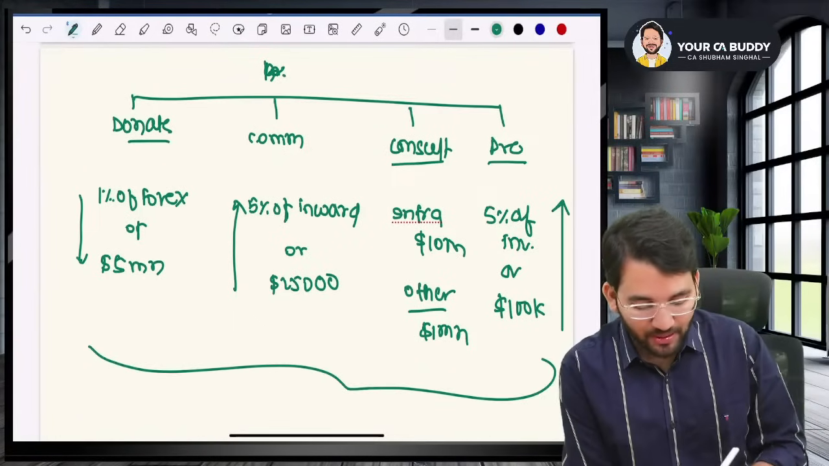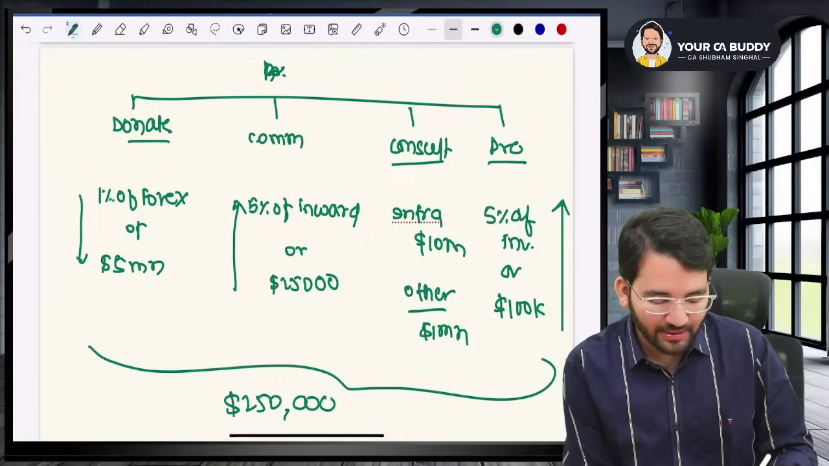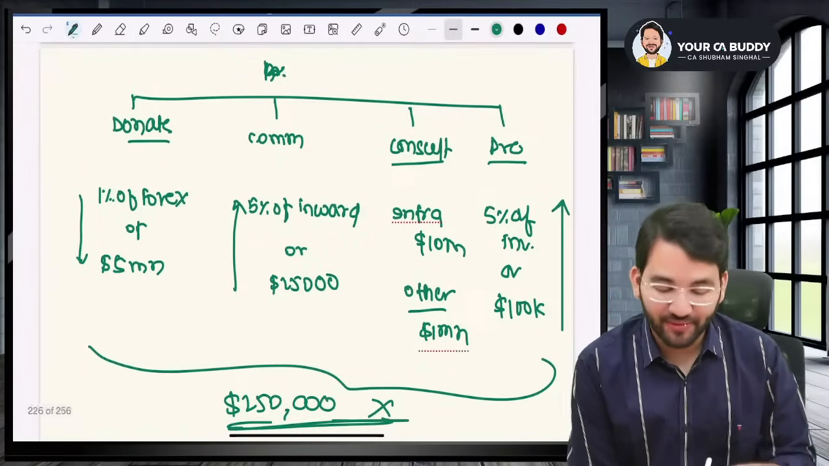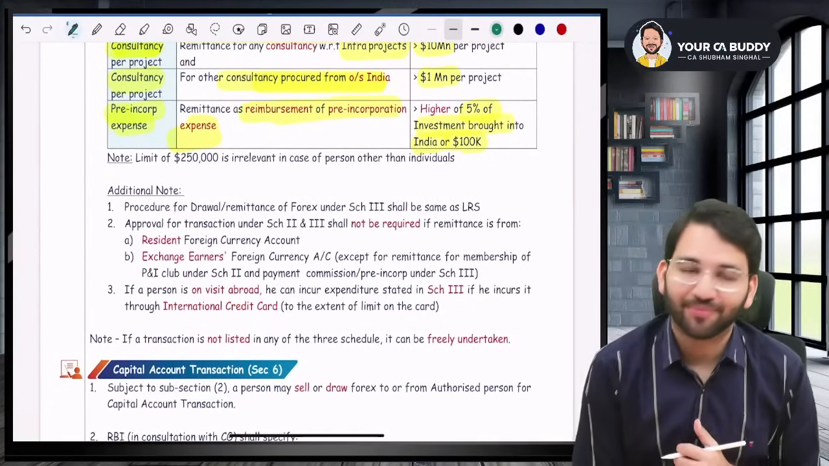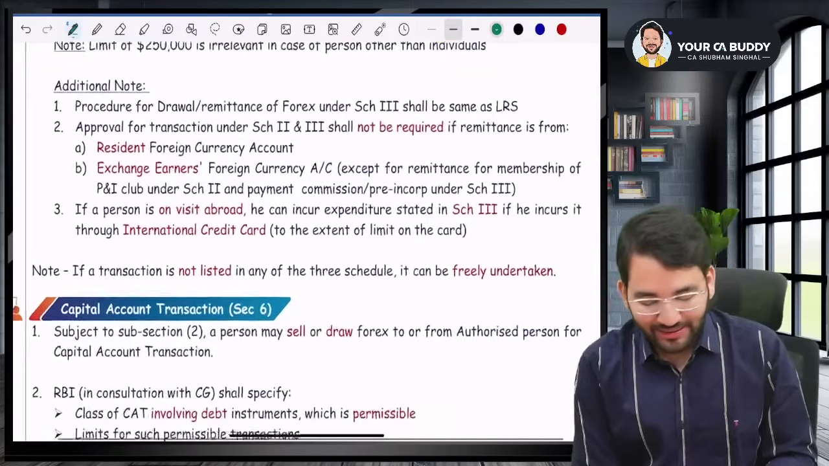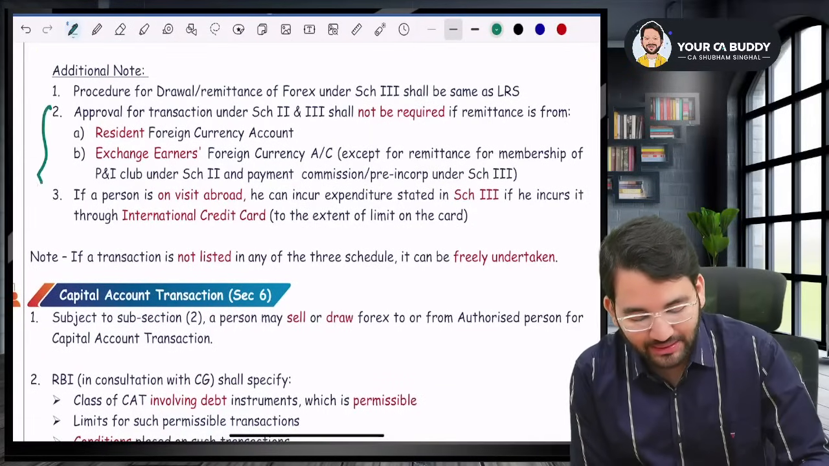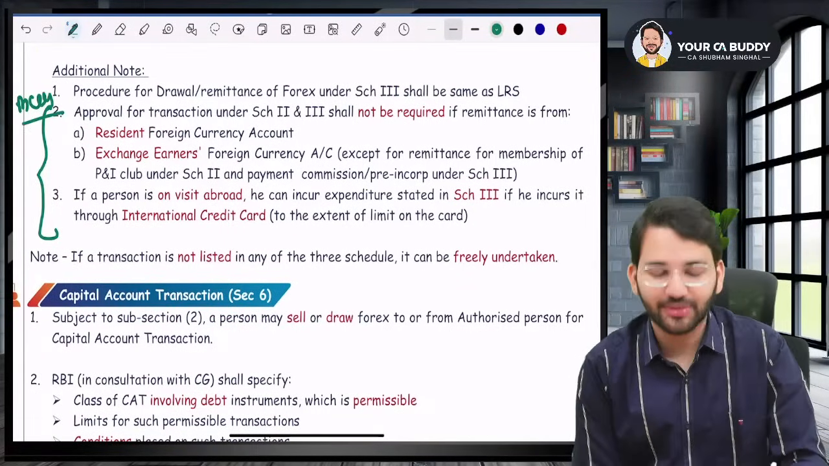But understand, for these people, the $250,000 limit is not relevant. 250,000 was relevant only for individuals. Now understand a few more things, sir. These things can be asked in your MCQs.